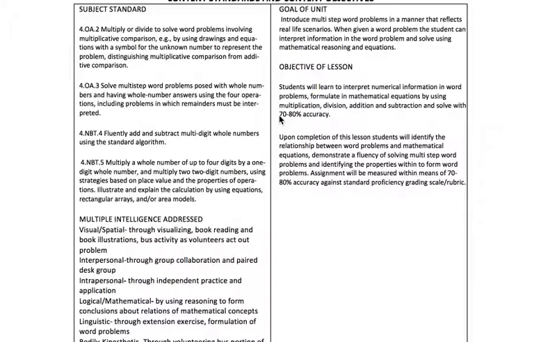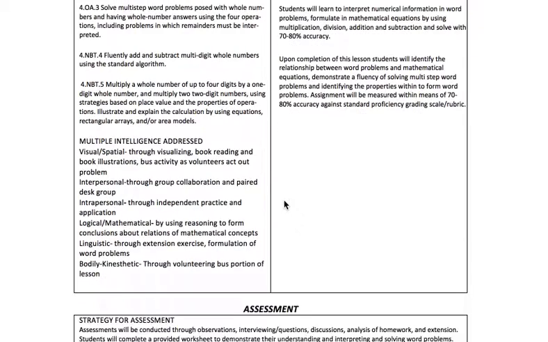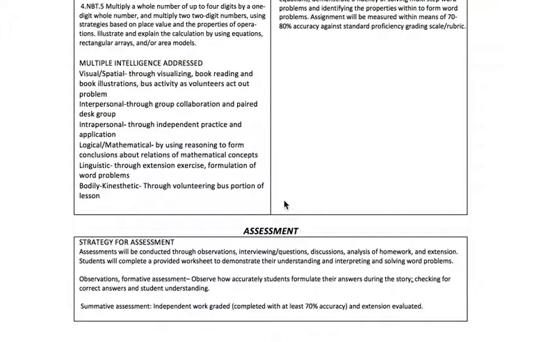Upon completion of this lesson, the students will identify the relationship between word problems and mathematical equations and demonstrate a fluency in solving multi-step word problems and identifying the properties within to form word problems. The assignment will be measured within the means of 70 to 80% accuracy against the standard proficiency grading scale or rubric that I've also included. This lesson addresses multiple intelligences: visual spatial, interpersonal, logical, mathematical, linguistic, and bodily kinesthetic.